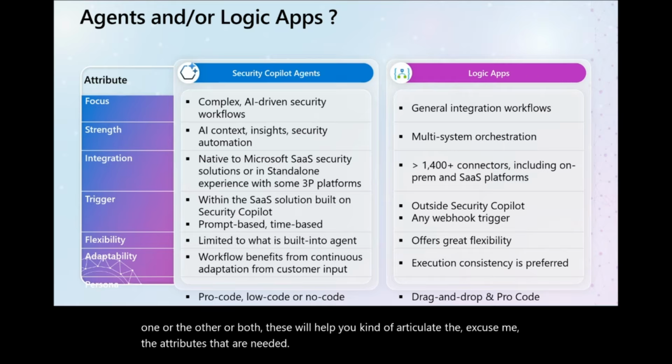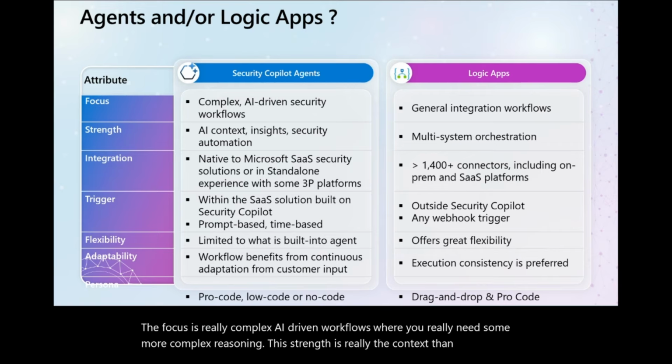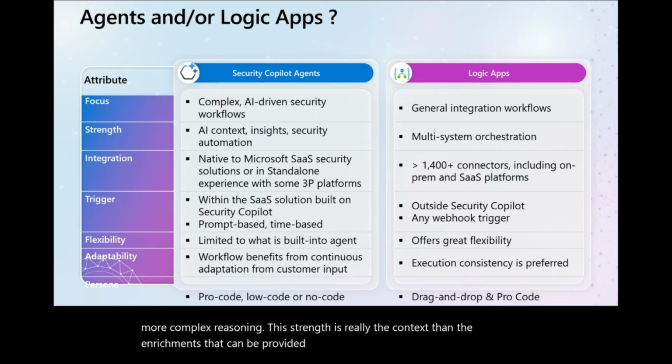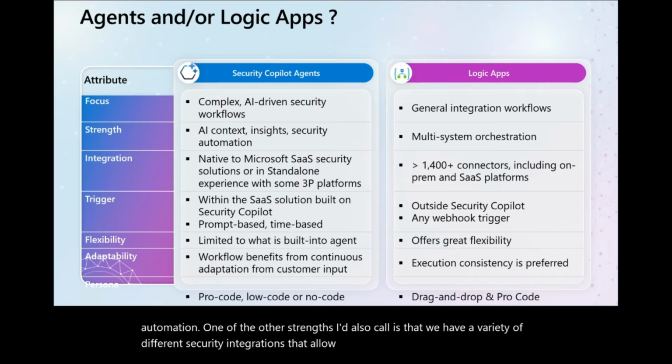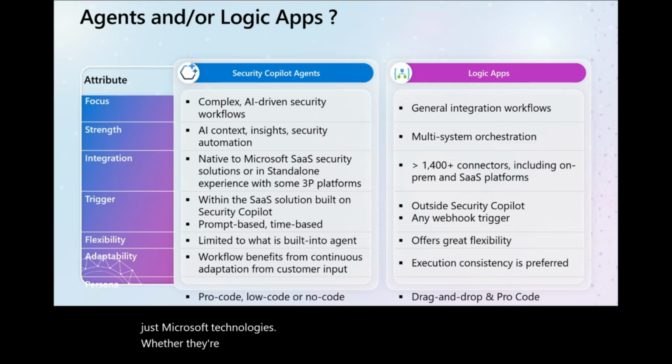So for Security Copilot Agents, the focus is really complex AI-driven workflows where you need more complex reasoning. The strength is the context and enrichments that can be provided from AI, as well as the insights and security automation. One of the other strengths I'd also call out is that we have a variety of security integrations that allow you to access information from beyond just Microsoft technologies, whether they're third-party technologies or technologies that you trust. You can always build capabilities to your trusted sources.